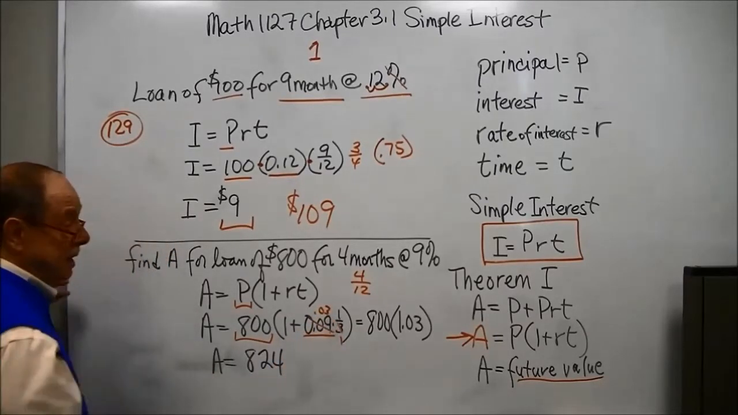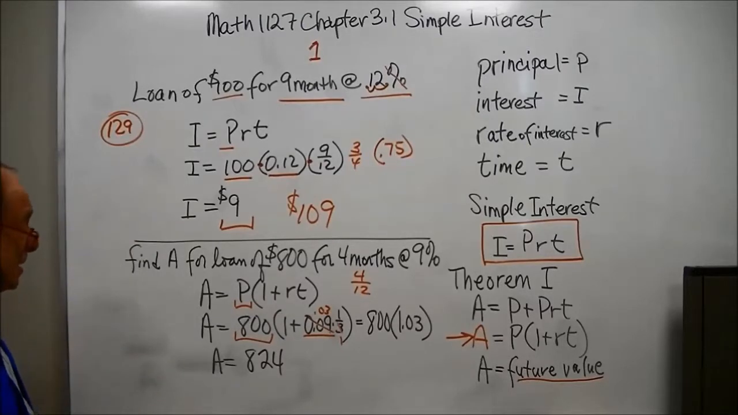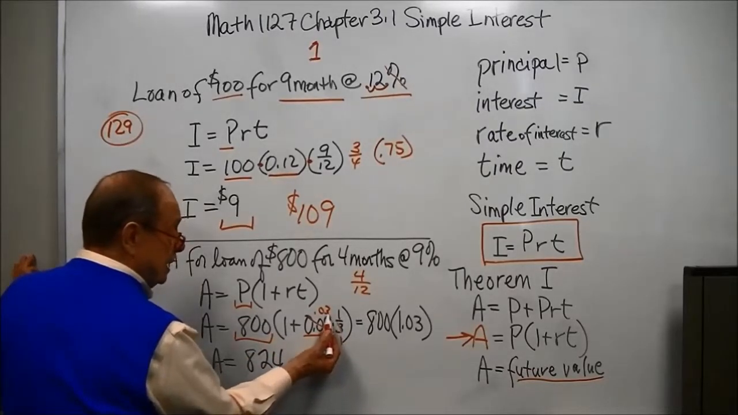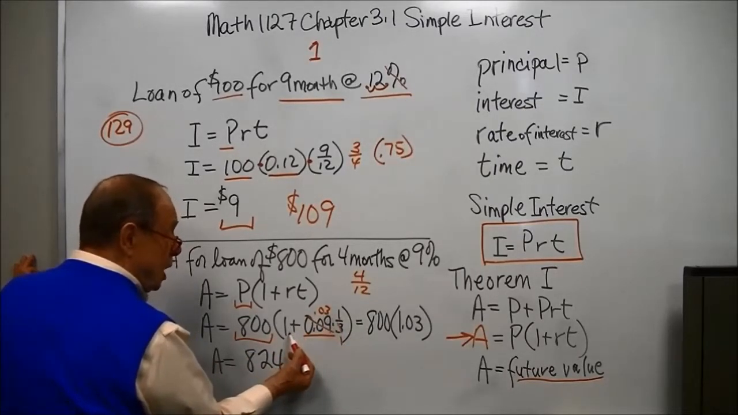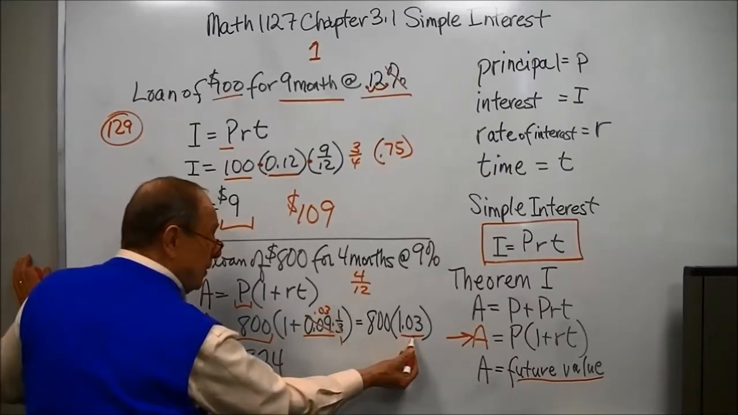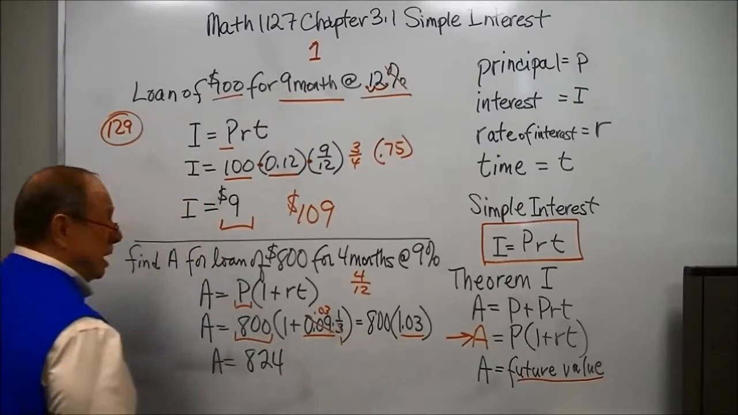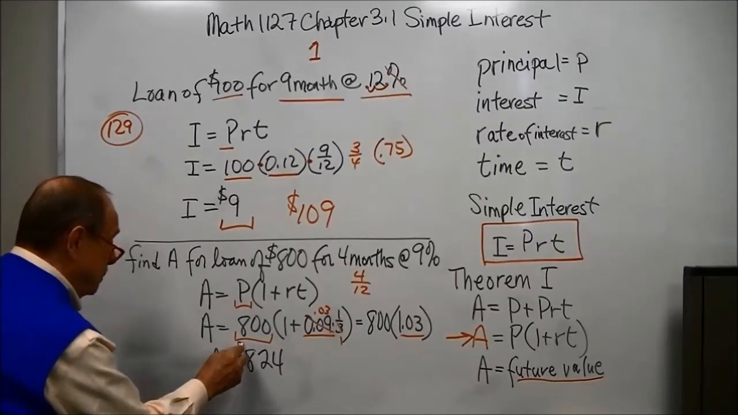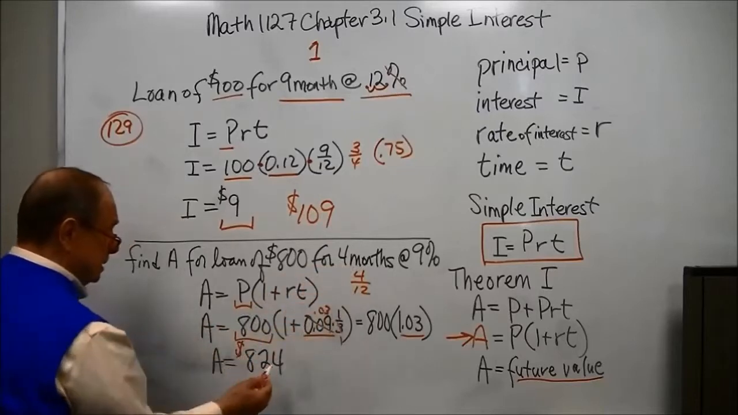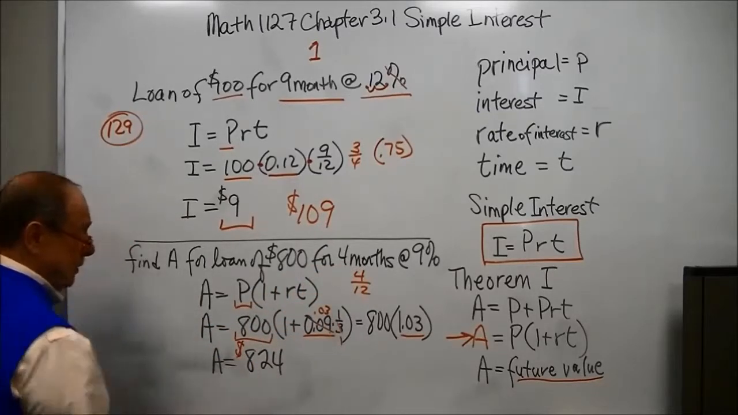And I get that. Again, you're going to just put this in your calculator. You don't have to worry about the math very much. But now, once you figure this out, my advice is then add it to 1. So it then becomes this. You multiply this by 800, and you end up with the future amount that you'd have to pay at the end of 4 months is $824.